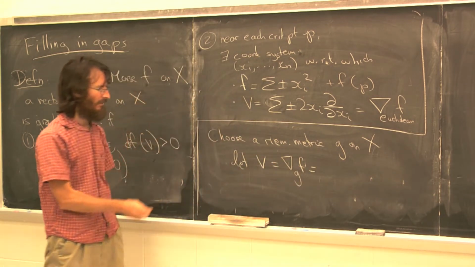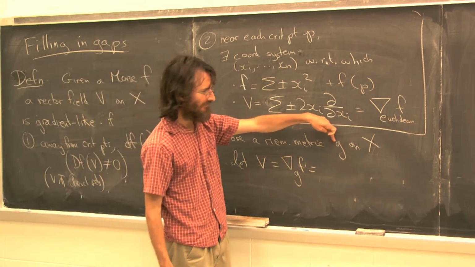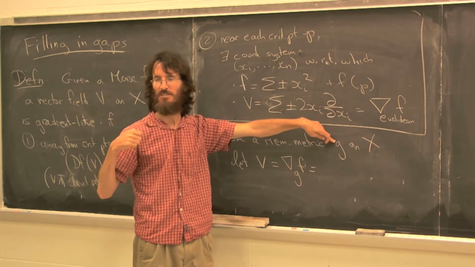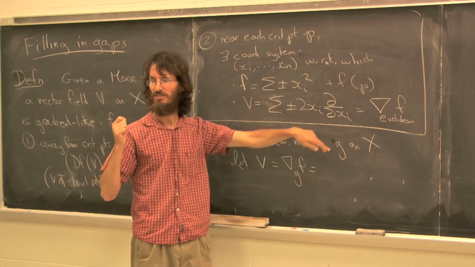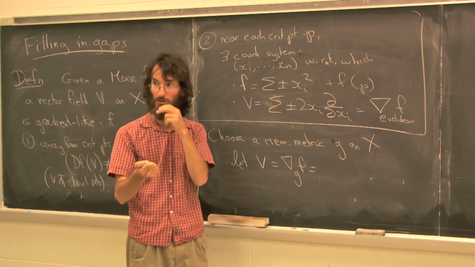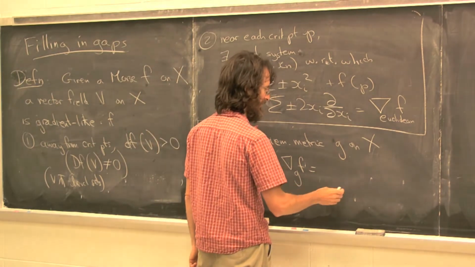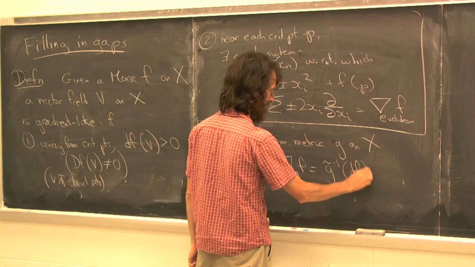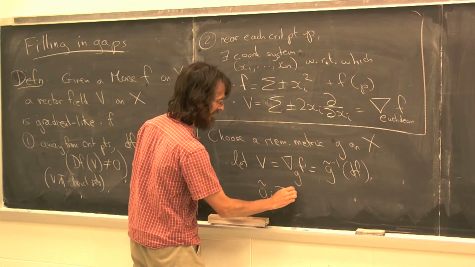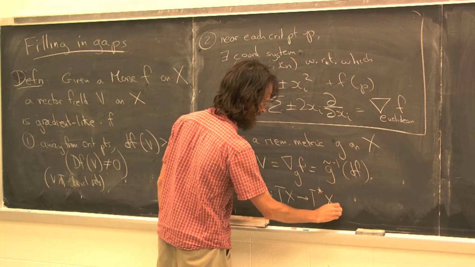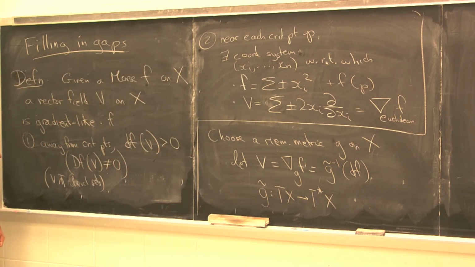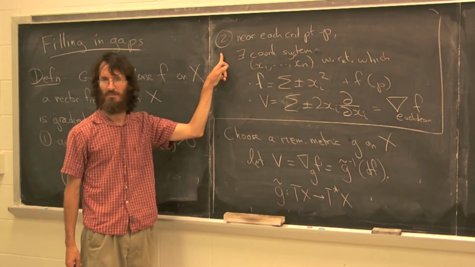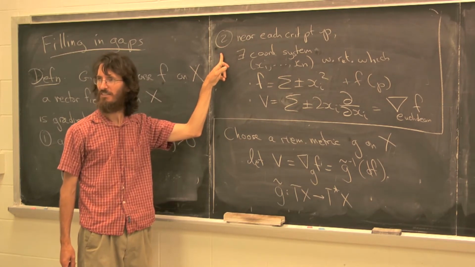If you remember, the way you think about a Riemannian metric is that it gives an isomorphism from the tangent space to the cotangent space, because it's an inner product. So it gives an isomorphism between a vector space and its dual. That isomorphism is typically called g tilde. So V is g tilde inverse of df, where g tilde is the map from T_x to T star x. And this will not, in general, give this condition unless the metric is particularly nice.